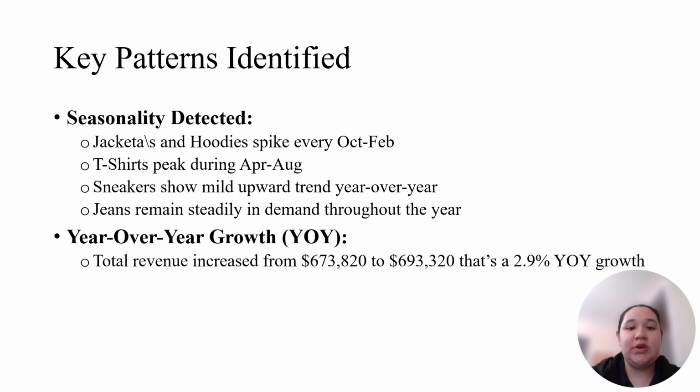Even with those limitations, we were able to detect clear seasonal patterns. Jackets and hoodies show strong peaks between October and February, which aligns with colder weather demand. T-shirts peak from April through August, reflecting warm weather buying. Sneakers show a mild upward trend over the 2 years, indicating steady growth, and jeans remain consistent in demand throughout the entire year. Lastly, we observed moderate year-over-year growth.